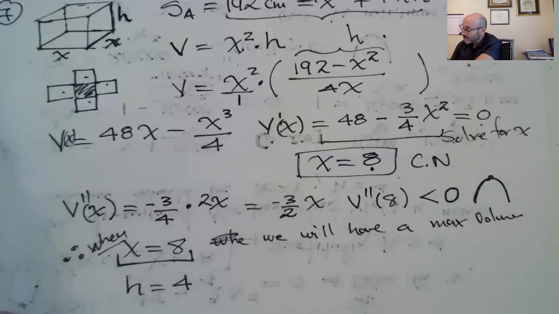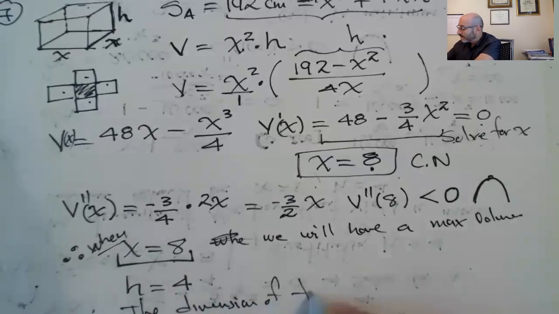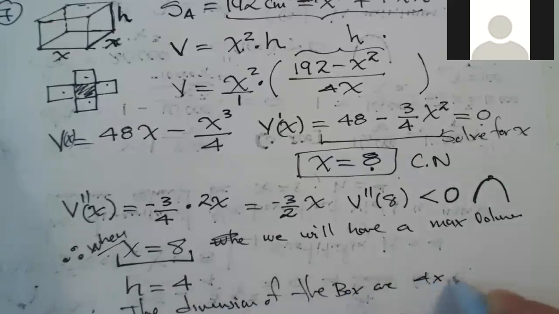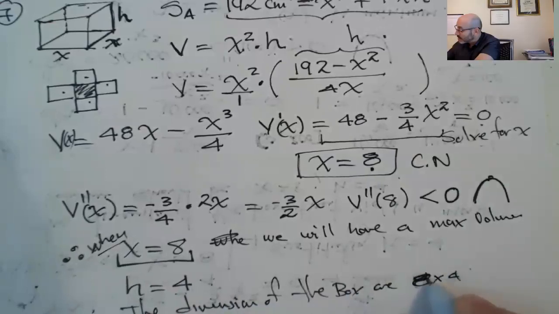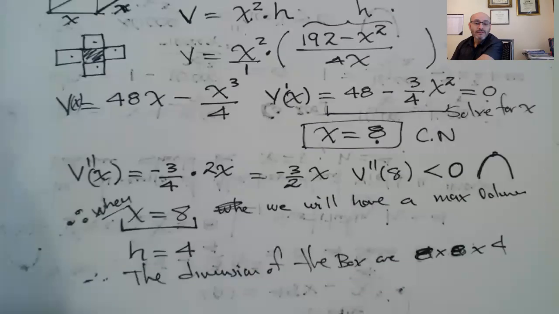Okay? So you will answer, therefore, the dimensions of the box are 4 by 4. I'm sorry, 8 by 8, because that's the base, 8 by 8 times 4. That will give you the maximum volume.